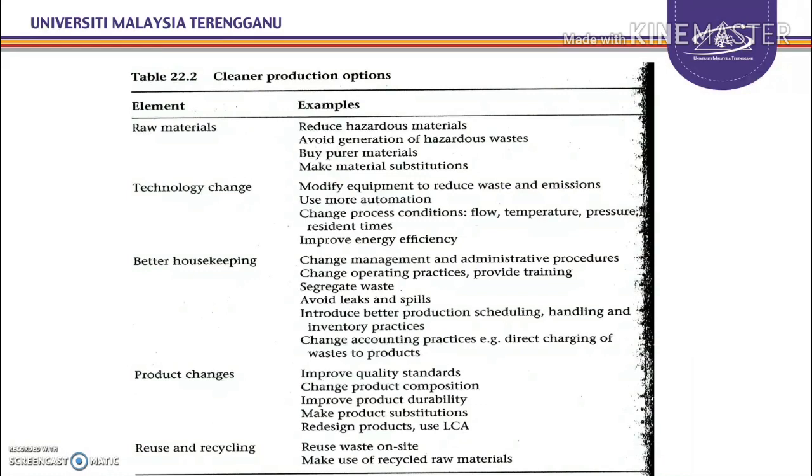And then the next one, the product change element. Examples are improve quality standards, try to change product composition, try to make use of more environmentally friendly products, improve product durability, make product substitution, and redesign products, for example, by using life cycle assessment. And the last one, reuse and recycling elements. Examples are reuse waste on site and make use of recycled raw materials.